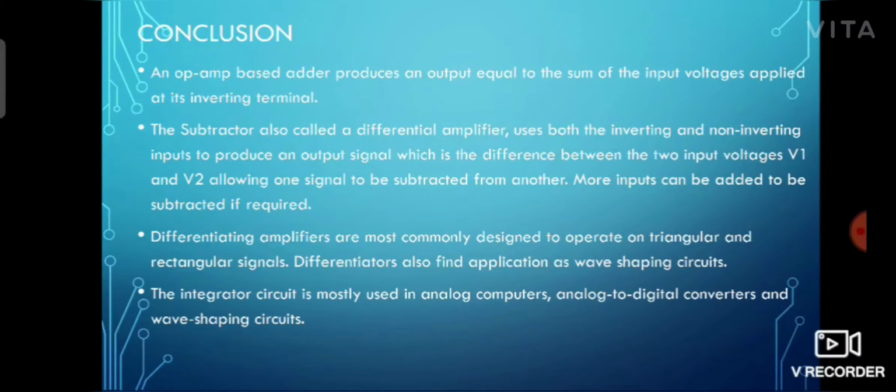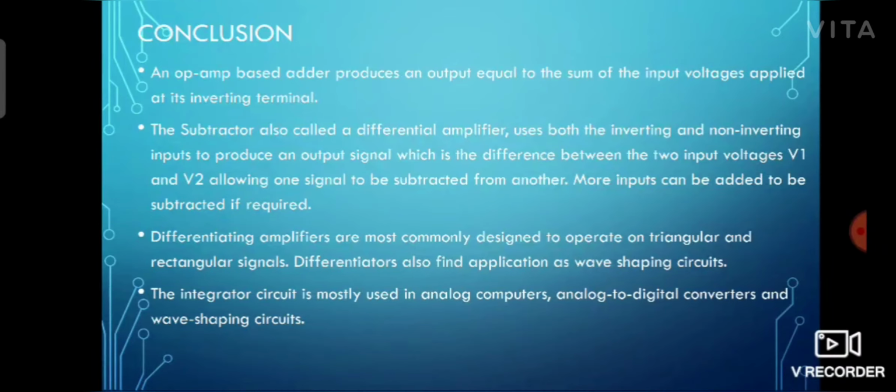An op-amp based adder produces an output equal to the sum of the voltages applied at its inverting terminal. The subtractor, also called a differential amplifier, uses both the inverting and non-inverting inputs to produce an output signal which is the difference between the two input voltages V1 and V2, allowing one signal to be subtracted from another. More inputs can be added to be subtracted if required.